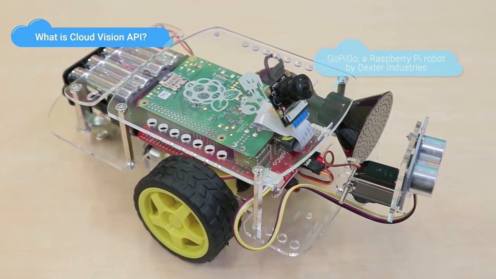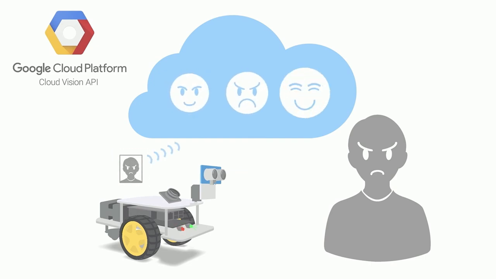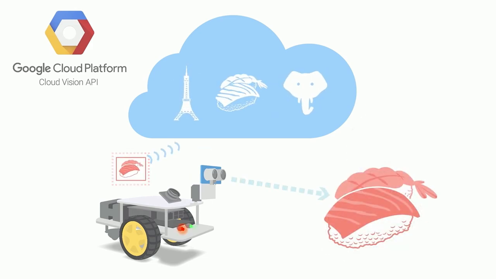As one example of the use cases, you can have any Raspberry Pi robot like GoPiGo calling the Cloud Vision API directly. So the bot can send the images taken by its camera to the cloud and can get the analysis result in real time. It detects faces in the image along with the associated emotions. The Cloud Vision API is also able to detect entities within the image.